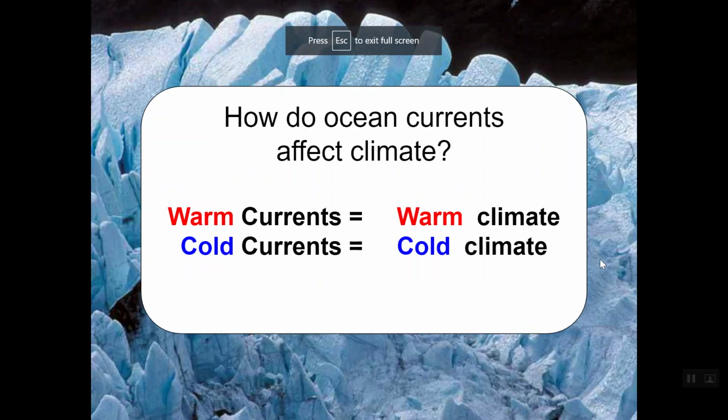All right, so how do ocean currents affect climate? Warm currents tend to lead to a warm climate. Cold currents lead to a cold climate.